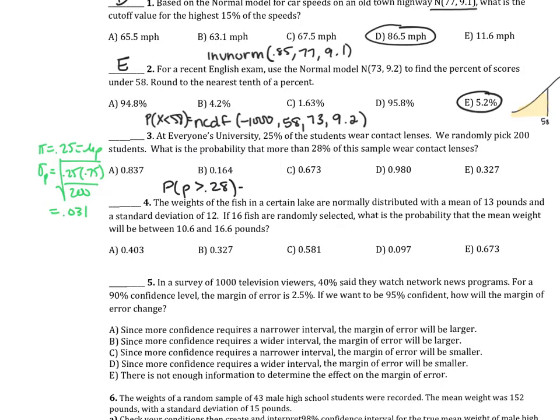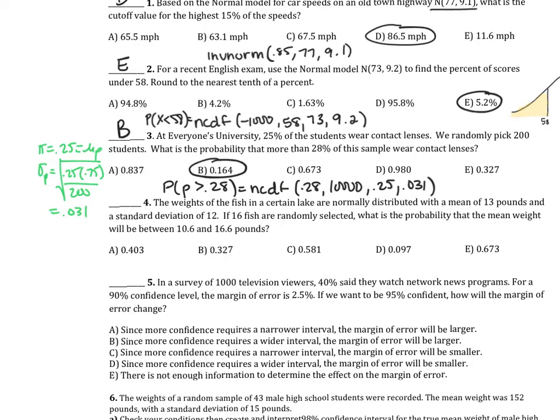So I'm going to be looking at an area under the curve using normal CDF, lower bound of 0.28, upper bound of 1,000, mean of 0.25, and standard deviation of 0.031. You should get out approximately B, 0.164.